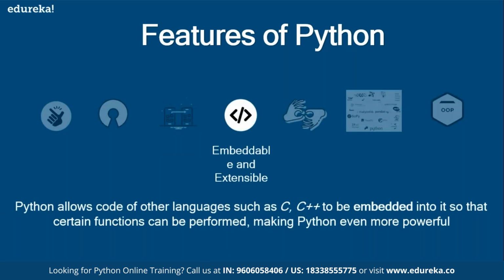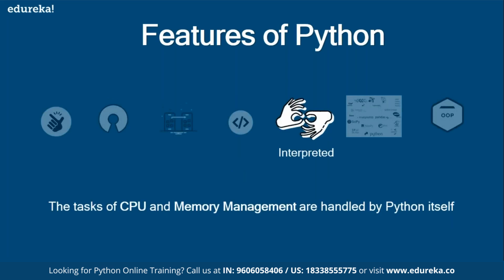It is embeddable and extensible. You can embed your Python code in C++ or C programming language, or you can embed your C++ or C code into Python. There are libraries like Jython and Cython, which help us integrate our C++ code with Python. It is very much interpreted. As I told you, it executes line by line. Suppose you have 100 lines of code, till 99 lines it will work fine. If you have a syntax error on the 100th line, it will stop there. So it's an interpreted programming language.